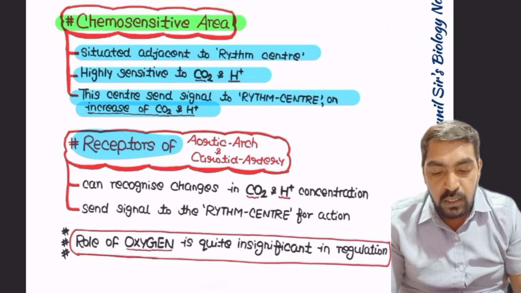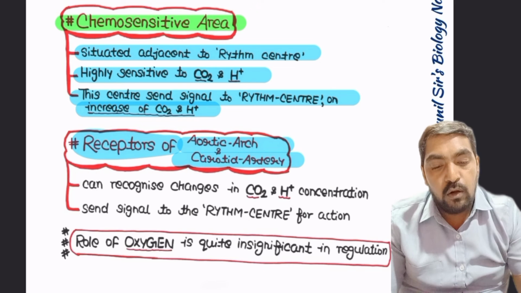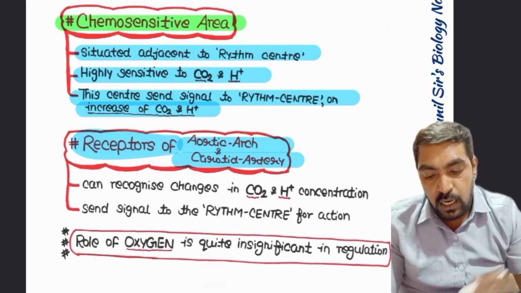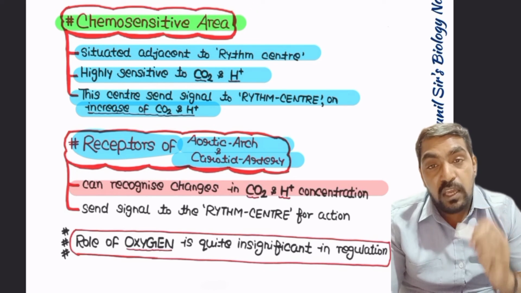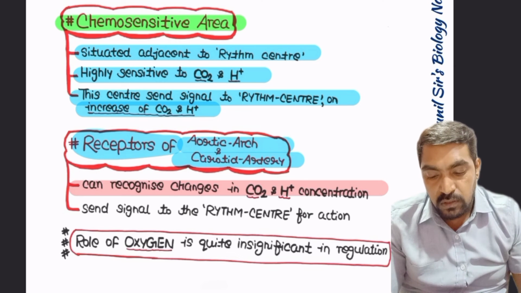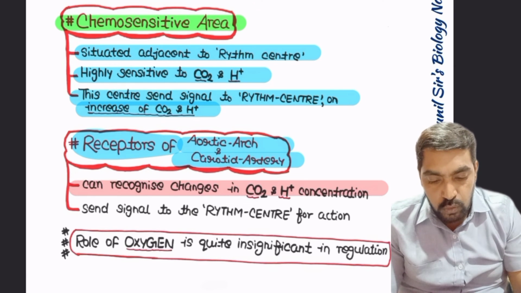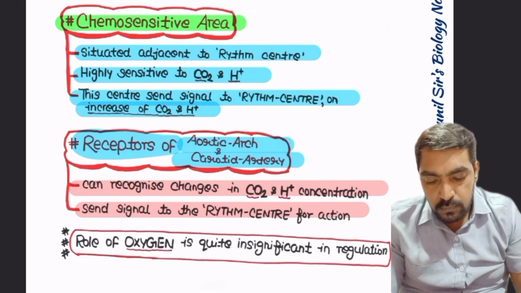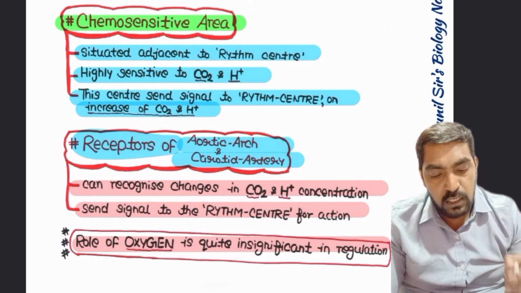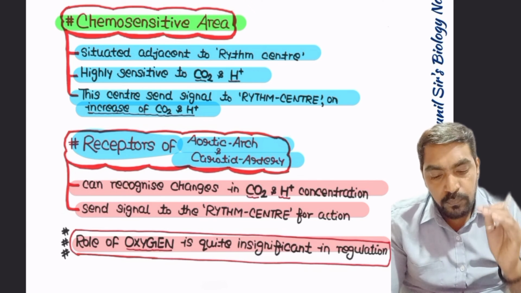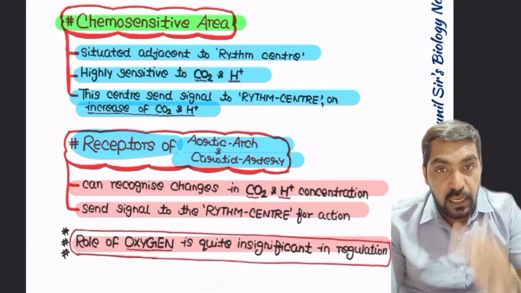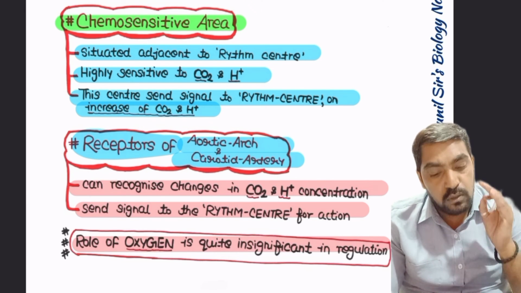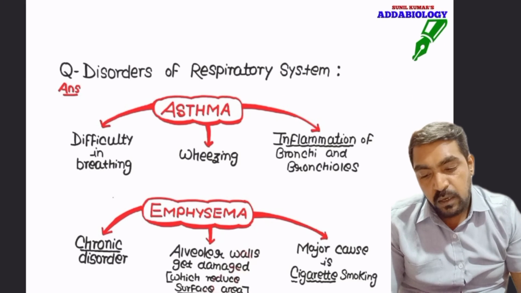There are a few receptors on the aortic arch and the carotid artery which arises from the heart. They can recognize the change in carbon dioxide and H plus ion concentration and send signals to the rhythmic center, and then the concentration is regulated. Remember, the role of oxygen is quite insignificant in regulation. I repeat my sentence: the role of oxygen is quite insignificant in regulation.